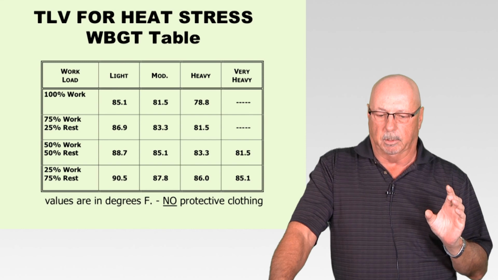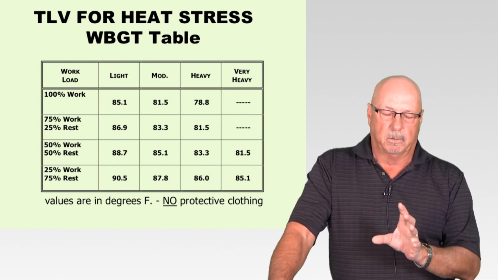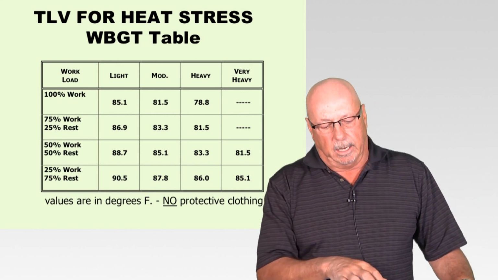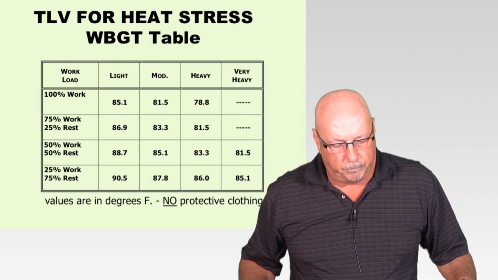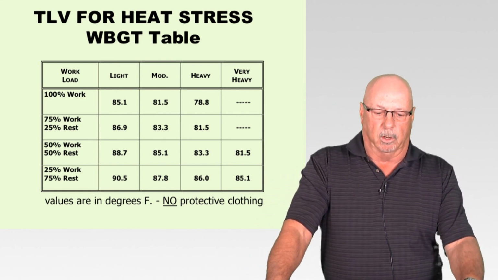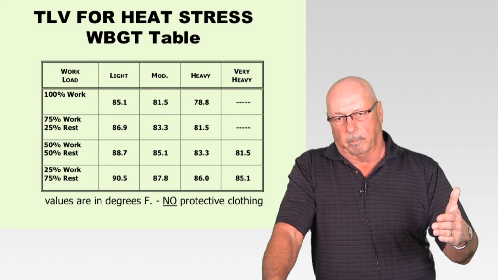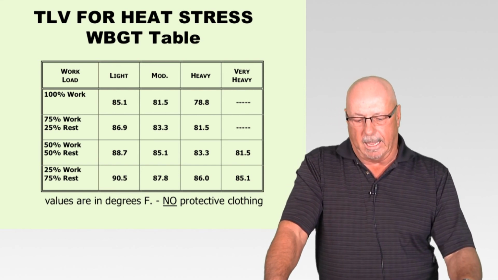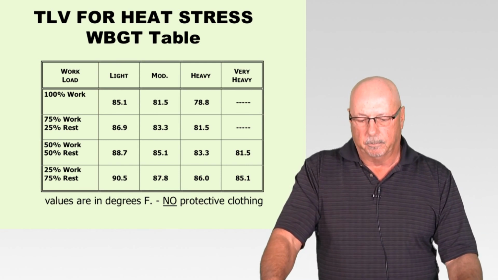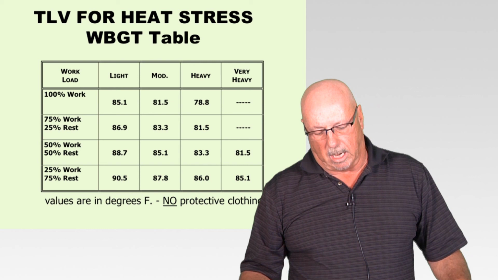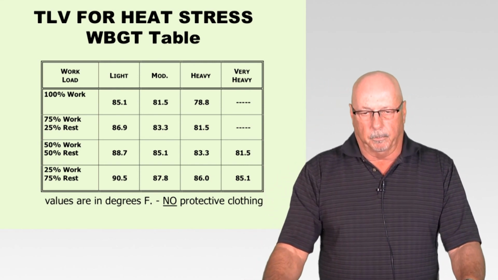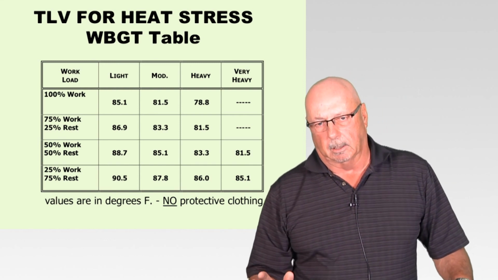So you take that WBGT value that you get from your three thermometers and, utilizing that formula, you can see here the light work range goes from 85 up to 90.5. Moderate range goes from 81.5 up to 87.8. Heavy work goes from 78 up to 86. And then finally, the heaviest type of work goes from 81 to 85. Now, I mentioned these are recommended guidelines.